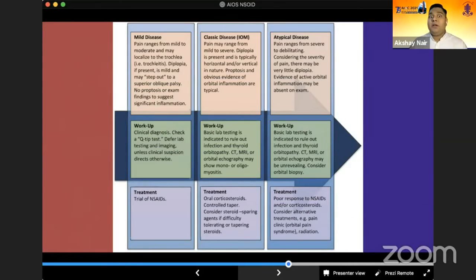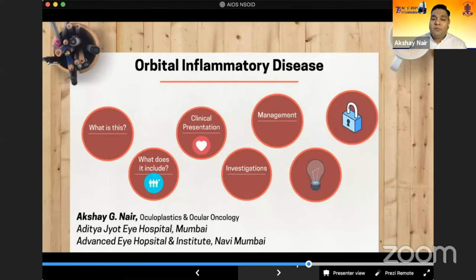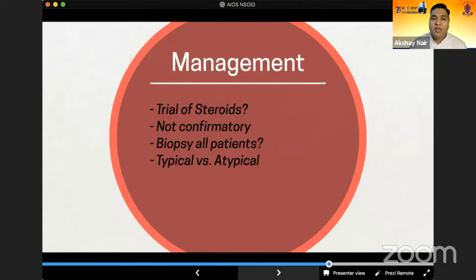And if it is atypical disease that doesn't fit in the pictures that we discussed, where the pain can be severe to even debilitating, but there may be very little diplopia, or active inflammation may be absent, but the patient has signs of proptosis, etc. In these cases, you may want to consider an incisional biopsy as well. Also, an incisional biopsy can be considered at any presentation, because in the end, if you have a tissue diagnosis, it is always good.